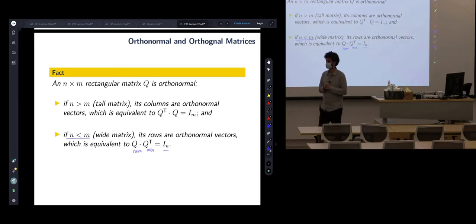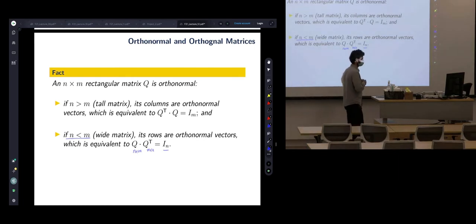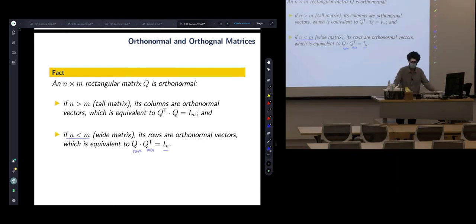Right? Go ahead. The question is, can we use the definition of Q transpose times Q equals the identity matrix as the definition for linear independence as well?